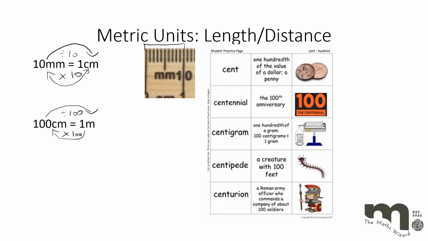Your final one is this one, and this is used to measure distance. 1,000 metres is the same as a kilometre. If you were turning metres into kilometres, you would divide by 1,000. If you were going the other way, you would times by 1,000. Think K here: K, think 1,000. If you ever hear about somebody doing a 10k run, it means they're doing 10,000 metres.